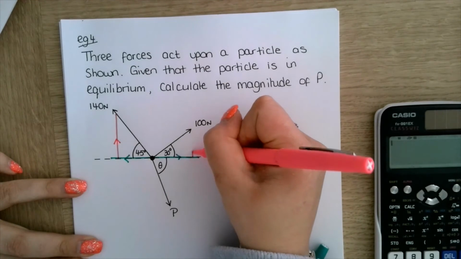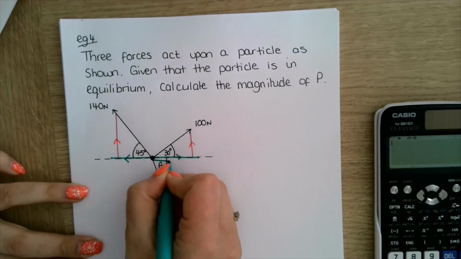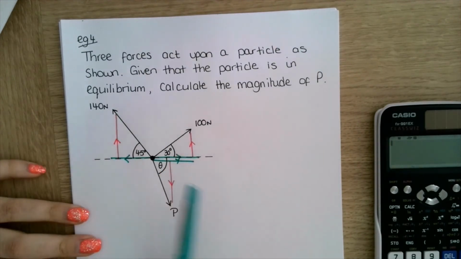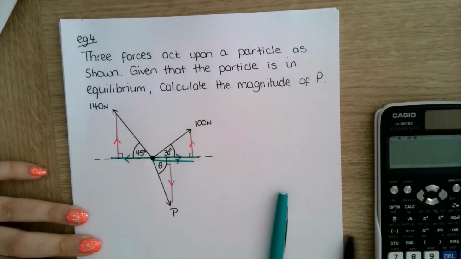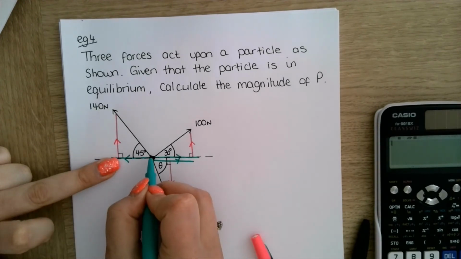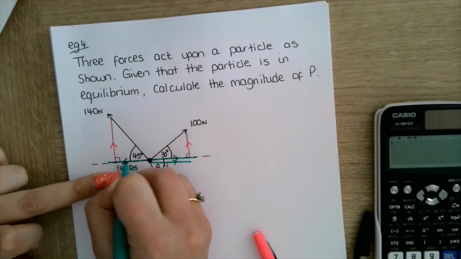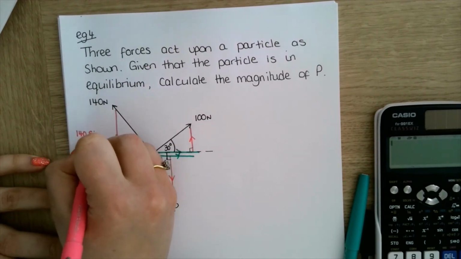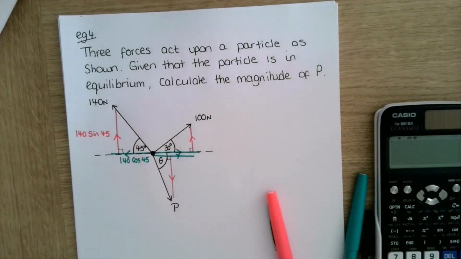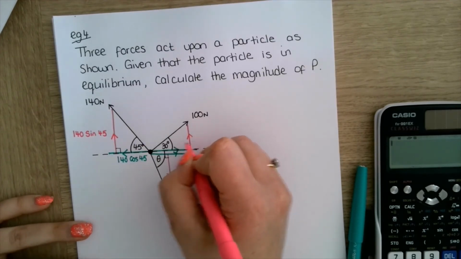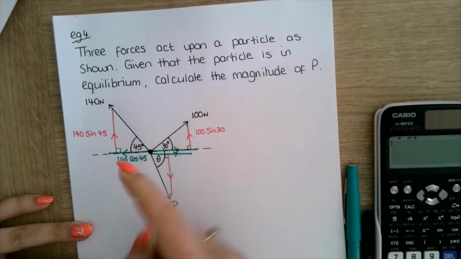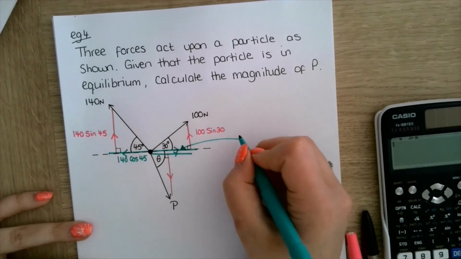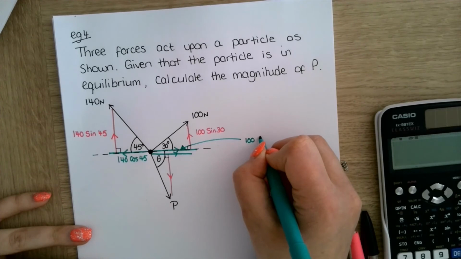So left and up, right and up, and then this one's going to be left and down. So I have got here, this is going to be 140 cos 45, because it's my adjacent. This is my opposite, so it's going to be 140 sine 45. My upwards here is my opposite, so that is going to be 100 sine 30. And this horizontal component for the 100 newtons, I'm just going to draw an arrow there, is going to be 100, the adjacent I'm looking for, so cos 30.